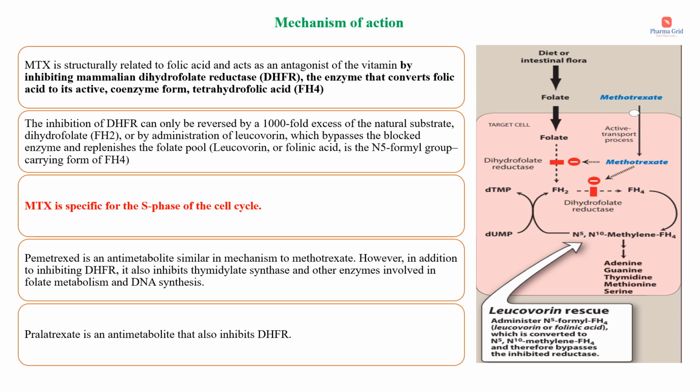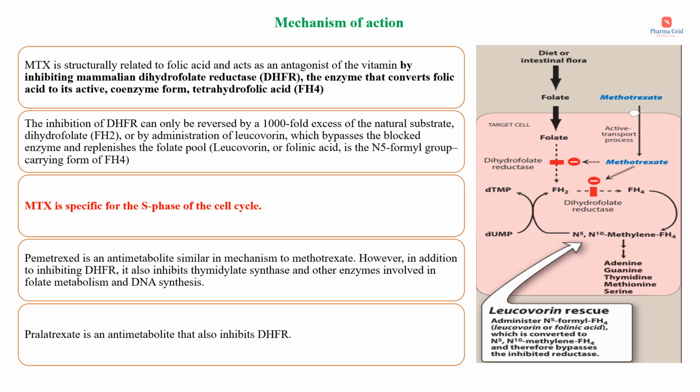The inhibition of dihydrofolate reductase can only be reversed by a 1000-fold excess of the natural substrate dihydrofolate or by administration of leucovorin, which bypasses the blocked enzyme and replenishes the folate pool. Leucovorin, otherwise known as folinic acid, is the N5-formyl group carrying form of FH4. So, an antagonist for methotrexate toxicity is leucovorin or folinic acid. Methotrexate is specific for the S phase of the cell cycle.